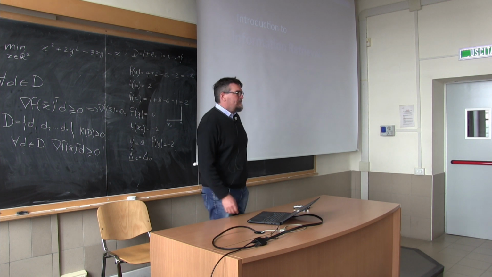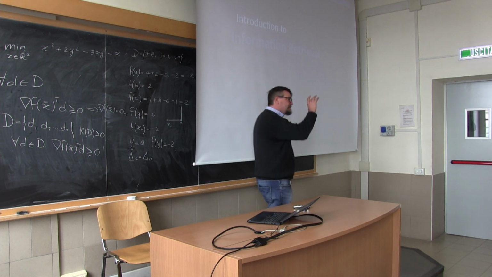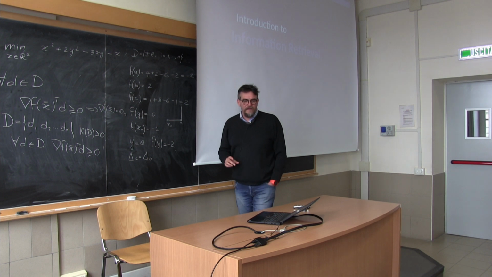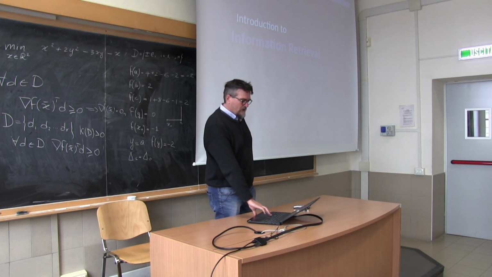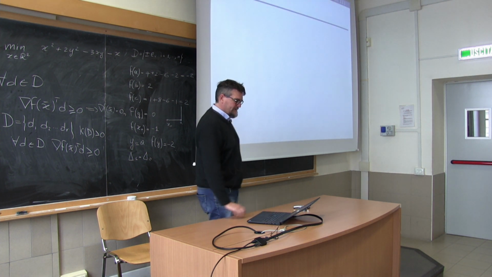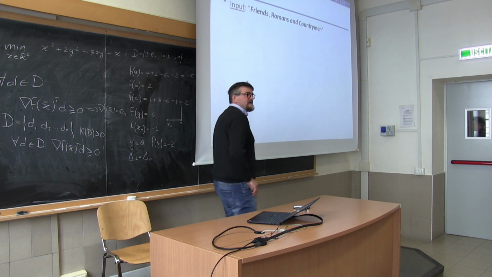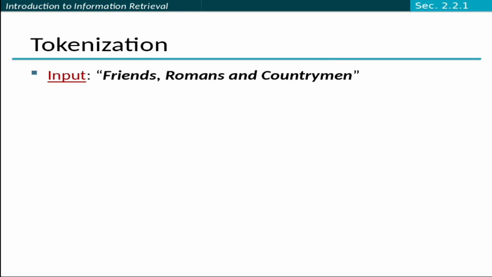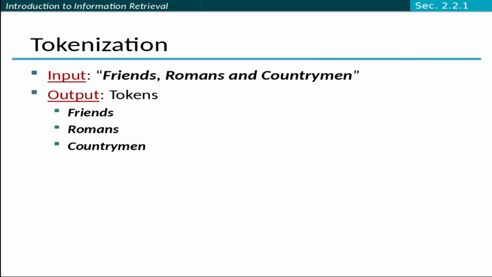Okay, but anyway, in the picture we saw, from the collection, the first step is to identify tokens. This is named tokenization. Let's see. So the input is the document. In this very simple case, the document is "Friends, Romans, countrymen". And what we want as output is a list of tokens. In this particular case, it's probably pretty simple: friends, Romans, and countrymen.